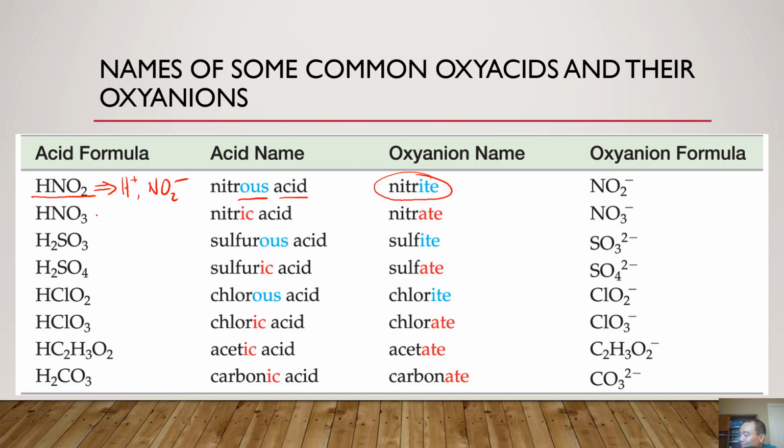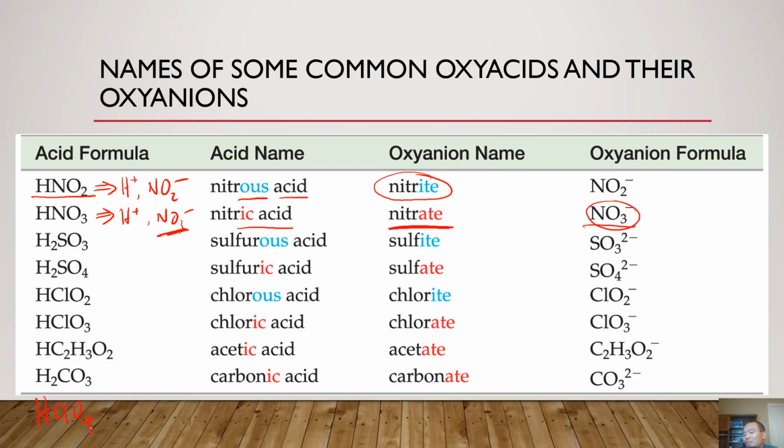And this one, when you look at it, becomes H plus NO3 minus. This is called a nitrate. That's why when you go back, it becomes nitric acid. The ATE ending of the corresponding oxyanion changes to ic acid. It's always the same way. Okay, I'm going to give you a special example. For example, how do you name this one?